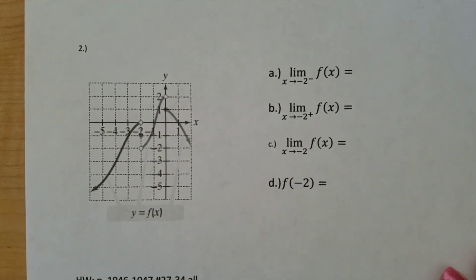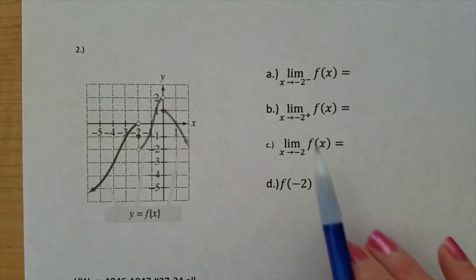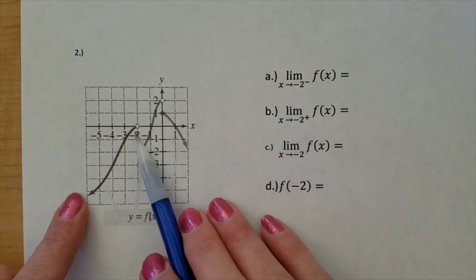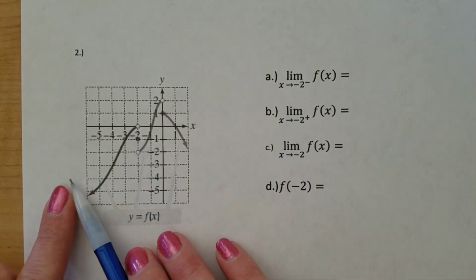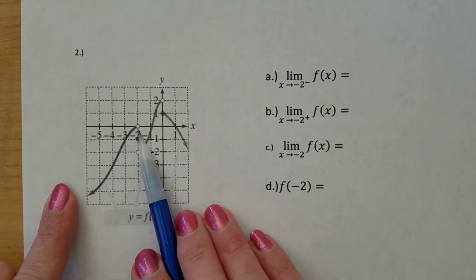Number 2, another piecewise defined function. Okay, the limit as x approaches -2 from the left. Here's -2. If we are approaching it from the left, we're going left to right. My limit, my y value is 0.